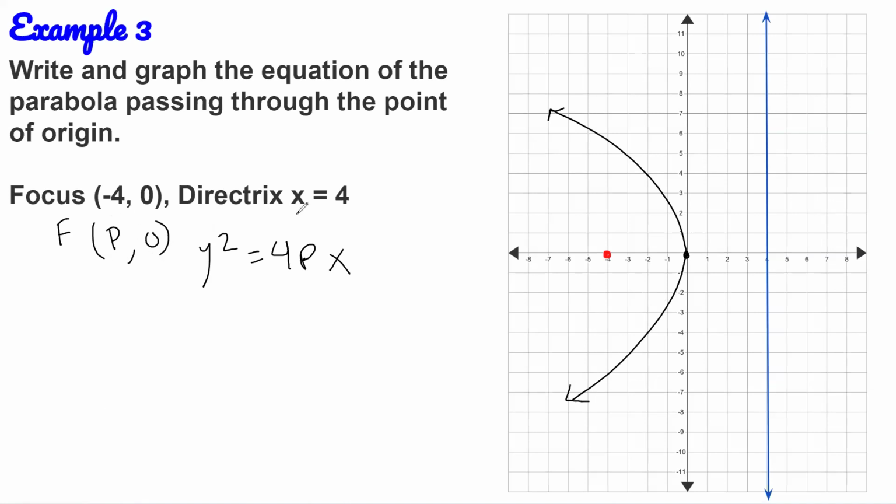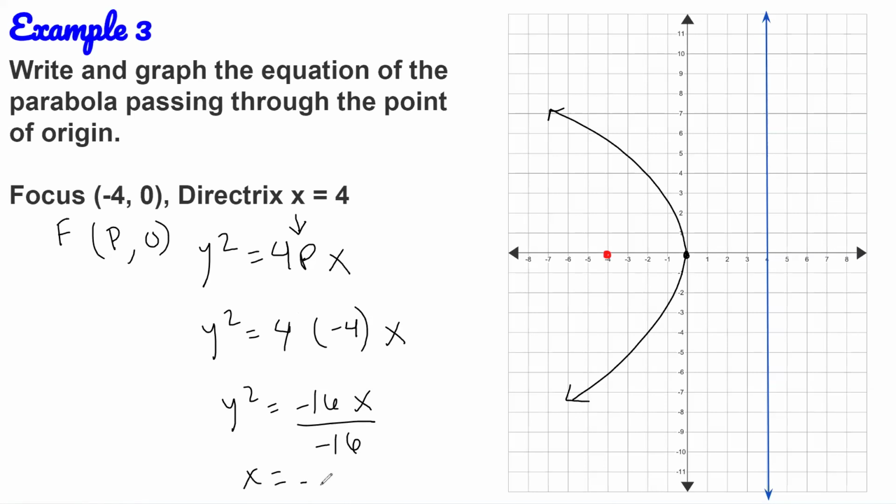The value of p is going to be substituted in here again. We're going to proceed with the same procedure. So we have y squared equals 4 times -4 times x, so y squared equals -16x. All we have to do is isolate x, so we divide by -16. So x equals -1/16 y squared in this case.